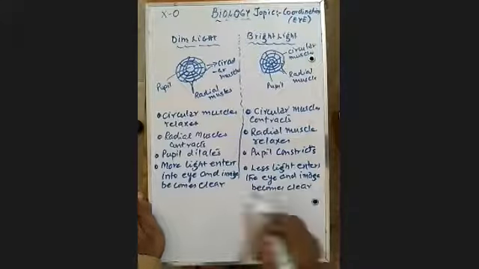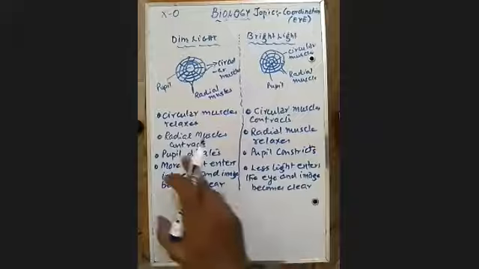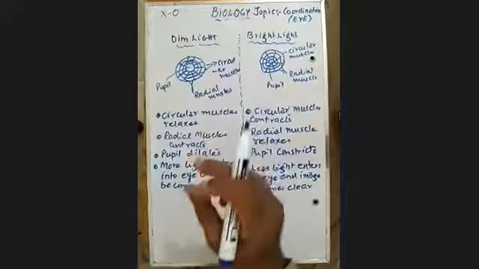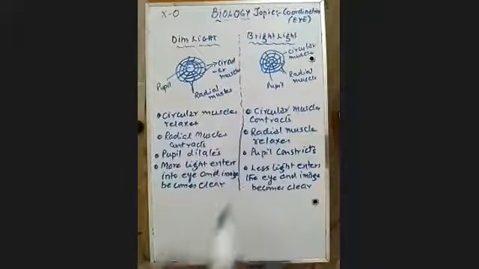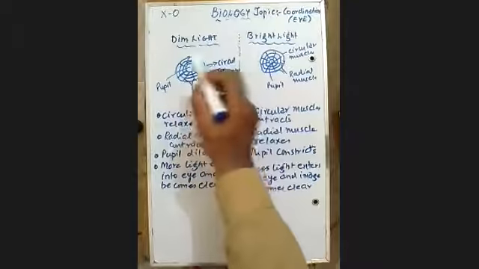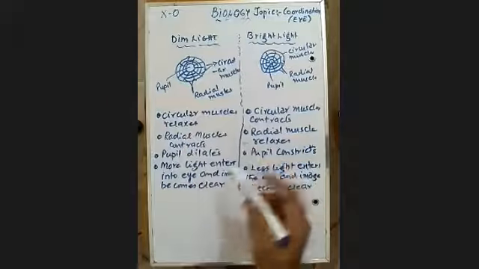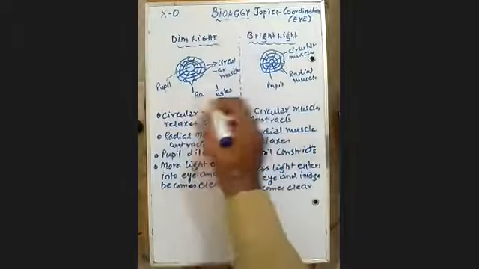Is it clear? So this was all about the dim light and bright light, about the focusing of the light in bright light and dim light. I repeat it once more. In the iris, there are two types of muscle. They are called antagonistic muscles. They work opposite to each other. Number one is circular muscle, the rounded muscle in the iris. And then there is radial muscles. And the center is the pupil.